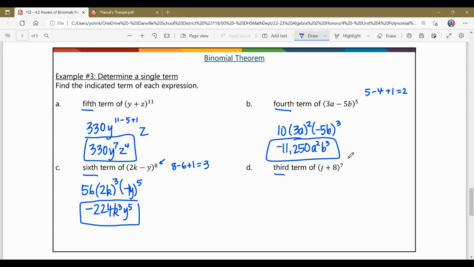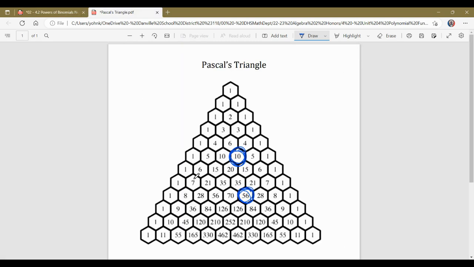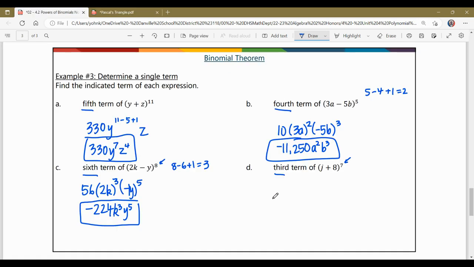Okay, last one. Third term of j plus 8 to the seventh. So seventh row, third term would be 21. So I'm going to put a 21. I'm going to take j to the power 7 minus the term 3 plus 1. So that's 4 plus 1 is 5. So j to the fifth. And then 8 is going to be to the second since 5 plus 2 is 7. So this gives me 21 times 8 squared. That's 1,344, j to the fifth.